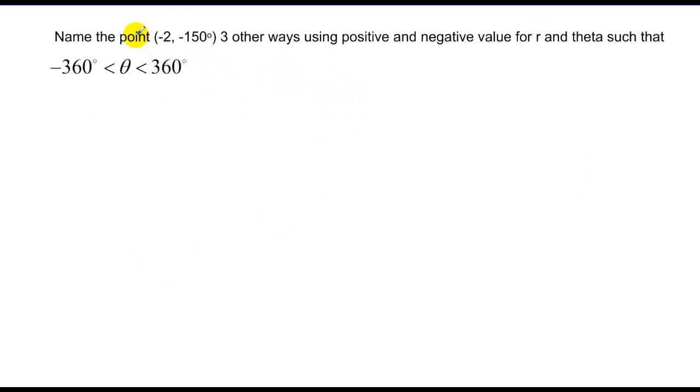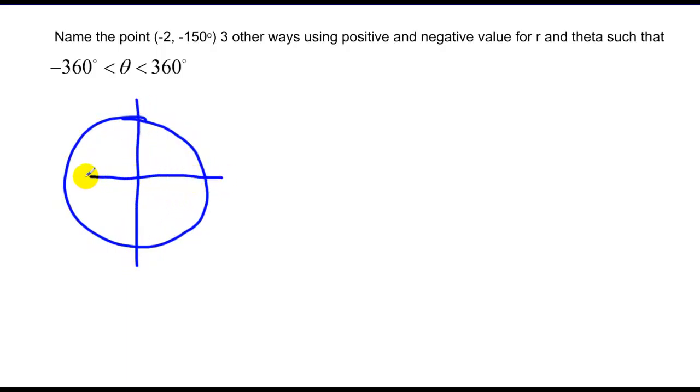Now, we're asked next to name the point negative 2, negative 150, 3 other ways using positive and negative values for r and theta, such that the theta value is between 0 and 360. I want to plot this first. So negative 2 and negative 150, I want to figure out where that is. So here's my circle, and I know that since this is a negative radius, it means add 180 degrees to this. So this is really 2 and 30 degrees.